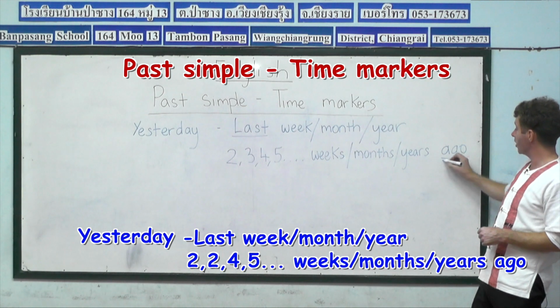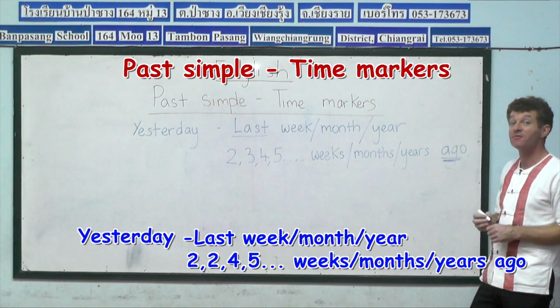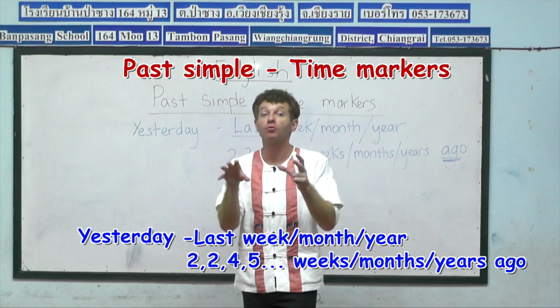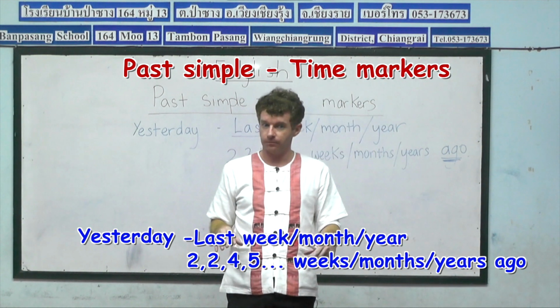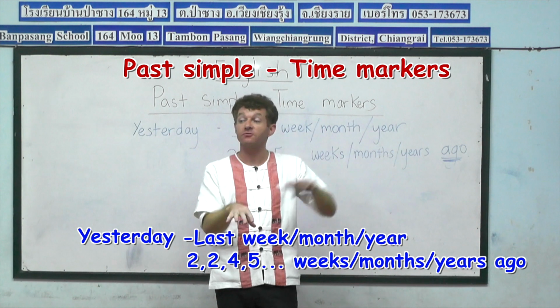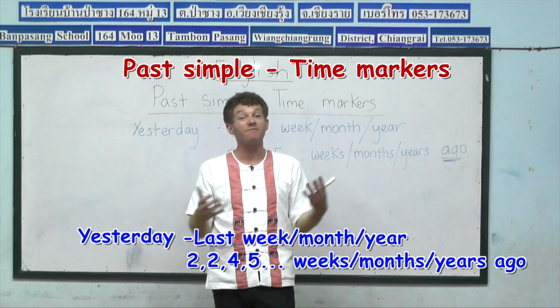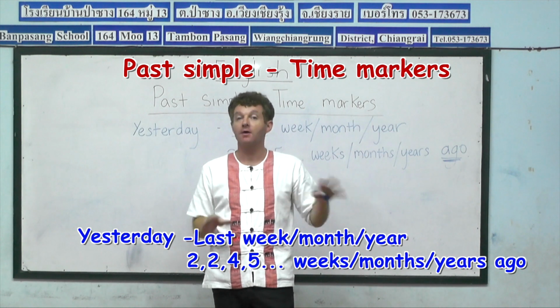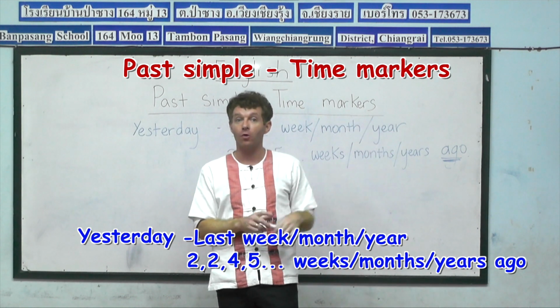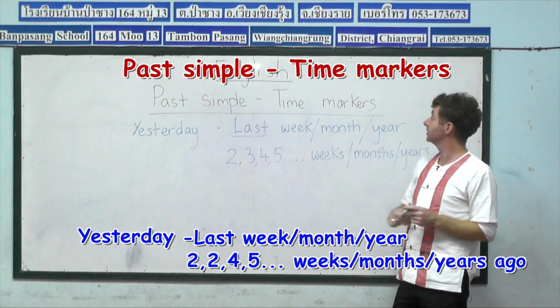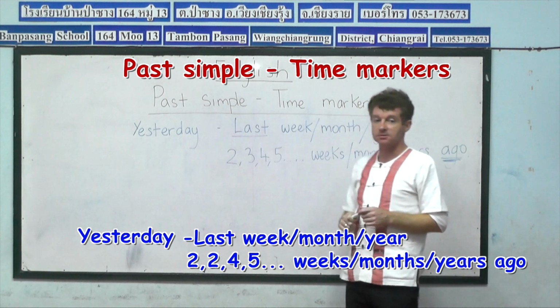Very important word, ago, means before. When we say 2 weeks ago, it means 2 weeks before. If we say 3 months ago, 3 months before. And 5 years ago, 5 years before. And these are all past simple time markers.